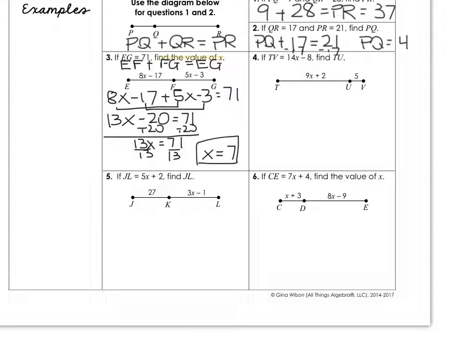I'd like you to go ahead, stop the video, and try number 6, because number 6 is going to be very similar, as far as what you're trying to find. You're only trying to find the value of x. So the first thing you need to do is write your segment addition.